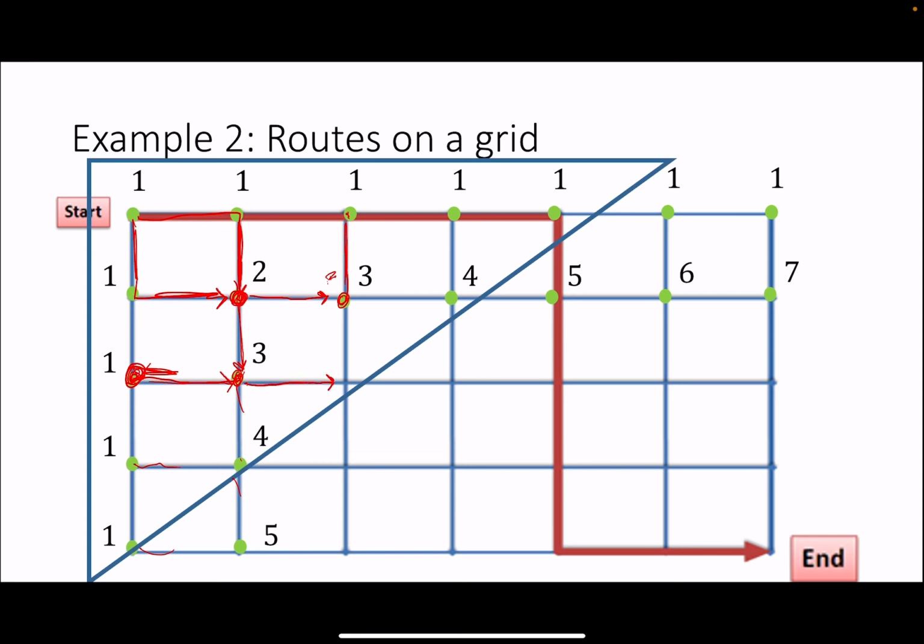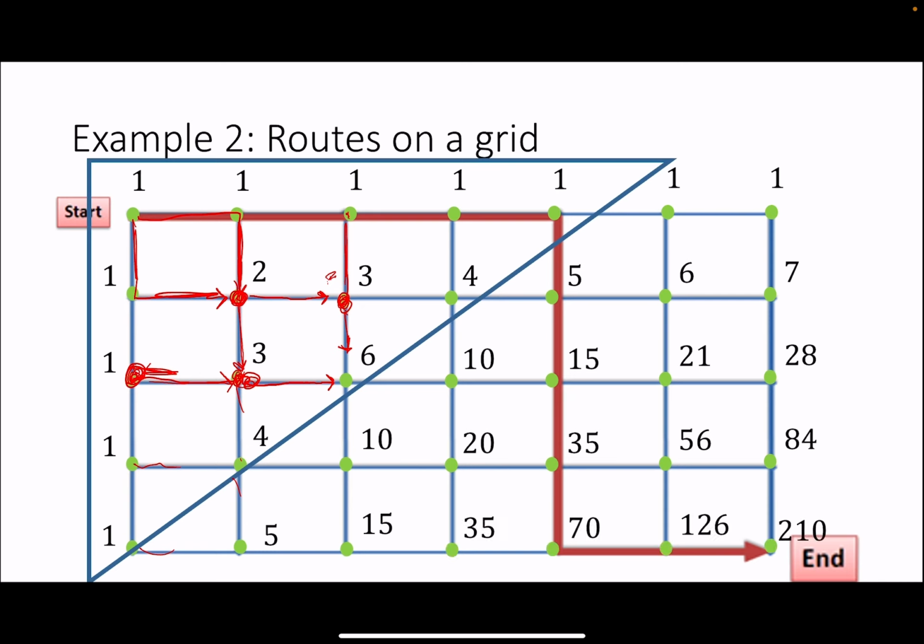Well, I can get to this point from here. There's 3 ways to do that, and 3 ways to get to this point. So then total, there's 6 ways to get here, etc., etc. And you can see Pascal's triangle playing out, at which point I have 210 ways to get to this point right here.